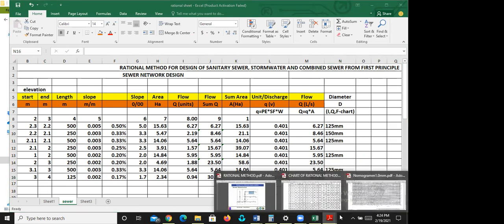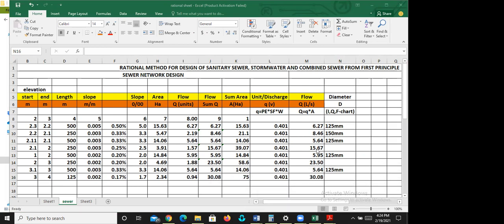Okay, let's do. Everybody get me and put in the chat box. What is the pipe size for 15 against a slope of 2.5 per mil, which is also 0.25%? Everybody, 15, 23.5, and 30.8. Solve it. So let me know you understand what I've been doing.